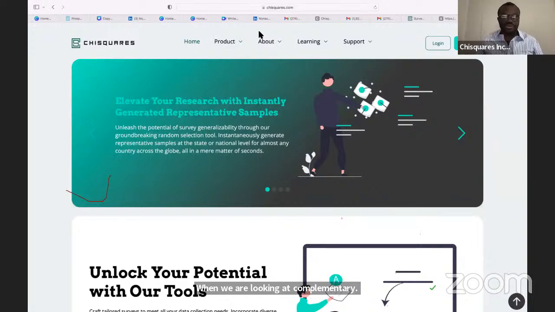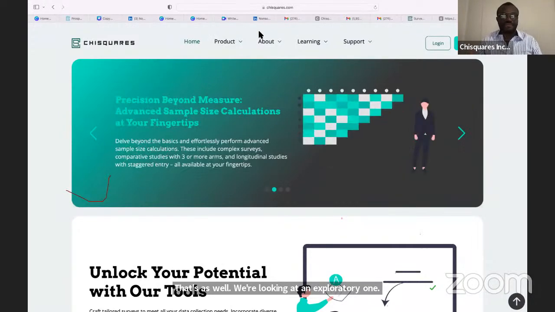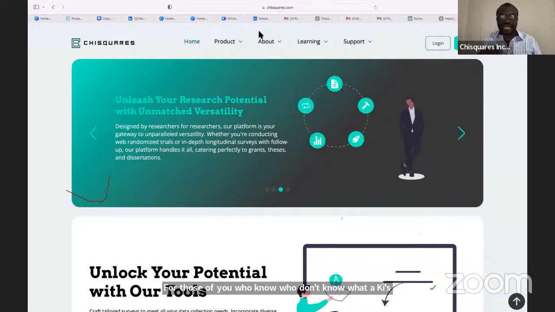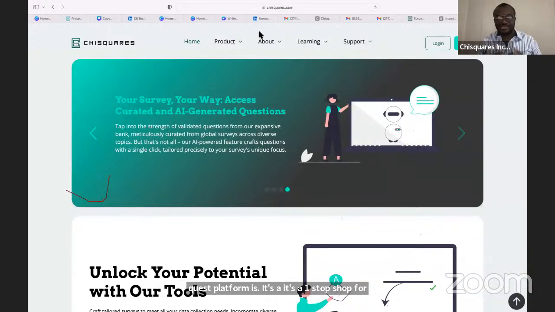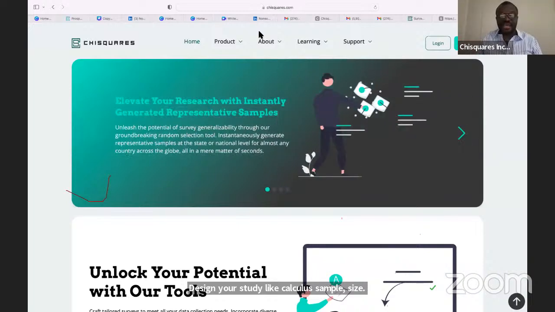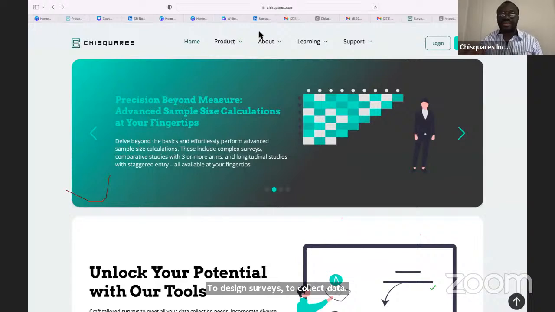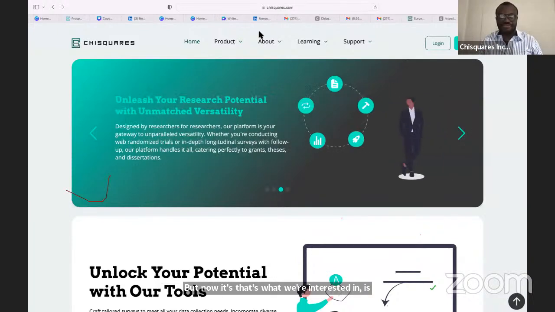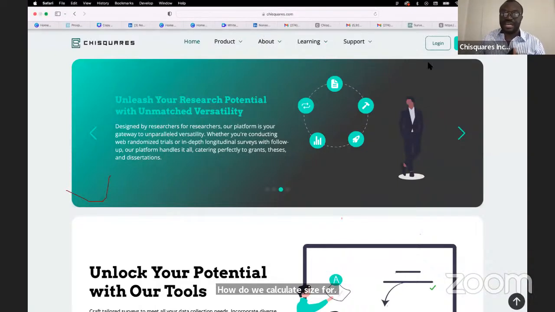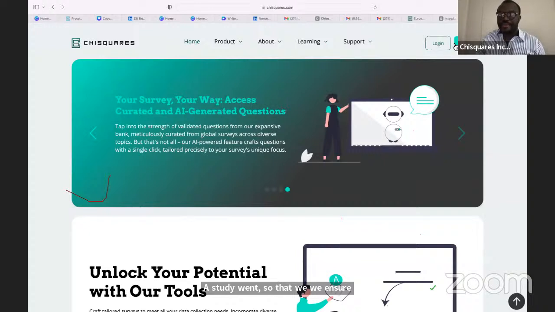For those of you who don't know what a chi-squares platform is, it's a one-stop shop for scientific research. The chi-squares platform allows you to design your study, like calculate sample size, to sample, to design surveys, to collect data, and so many other things. But we're not interested in those other elements today. For now, what we're interested in is how do we calculate sample size for a study so that we ensure that our results are adequately powered. So let me log in.